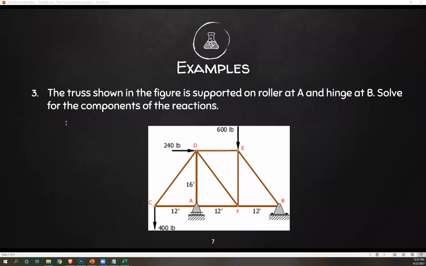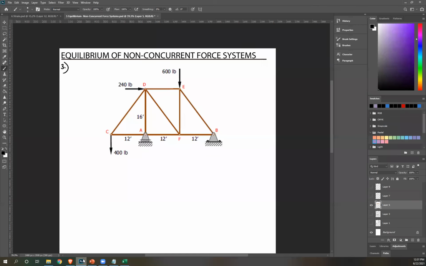The truss shown in the figure is supported on roller at A and hinge at B. Solve for the components of the reactions. So straightforward, we're just solving for reactions at the support. Okay, so look at our supports. You have a roller here, and then a pin here. Recall, a roller only has one reaction, which is perpendicular to the surface.